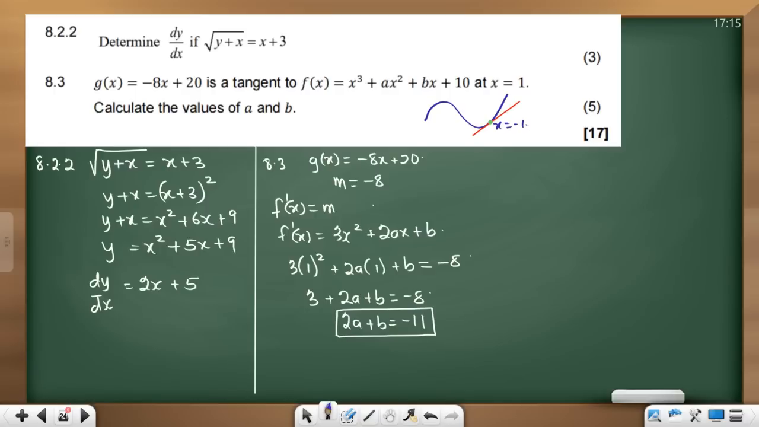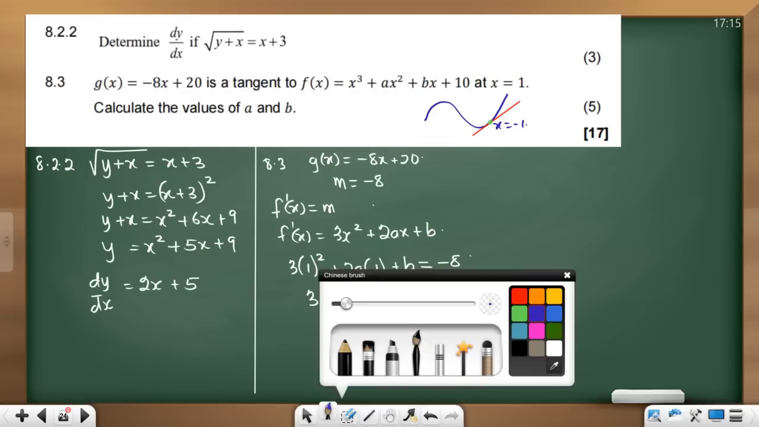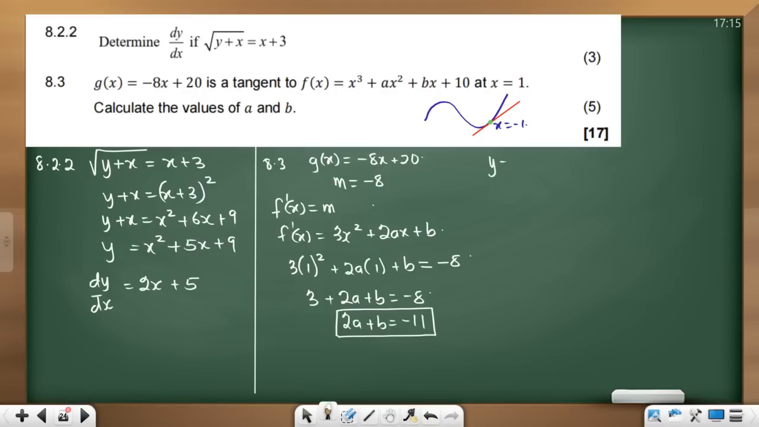Can I get my y value there by saying that will give me what? 20 minus... That's y value as 12. But I want a and b. So what do I do? Let's go back. Instead of substituting into g of x, let's substitute into f of x. y equals what? x cubed plus ax squared, plus bx plus 10. I know that my x is 1.